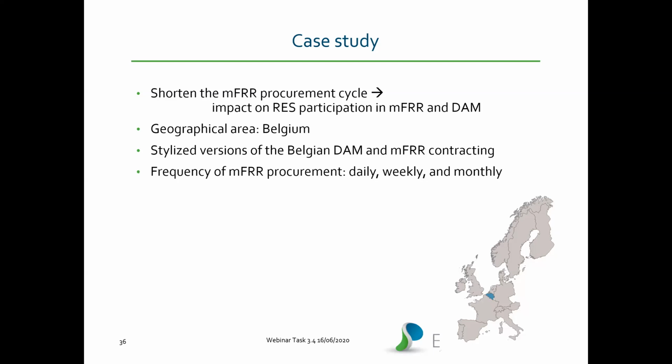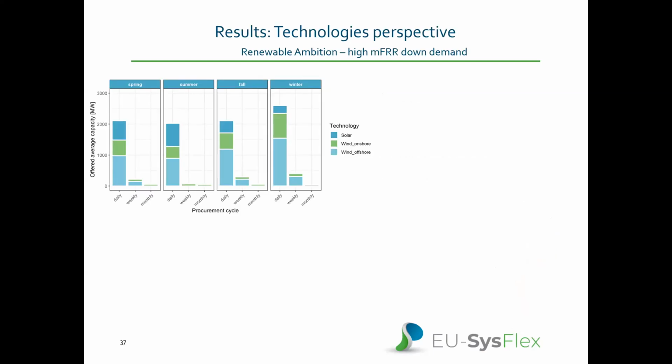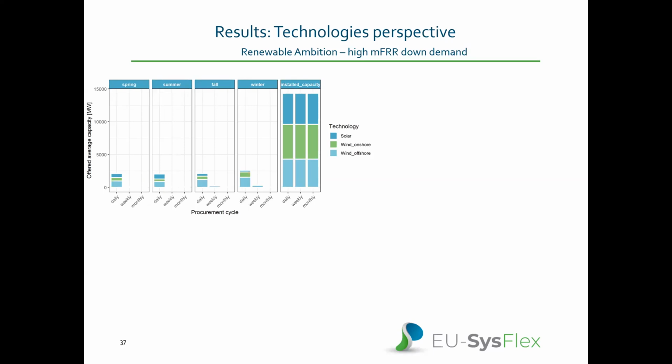Then the next slide shows the results. Here we look at the results from a technologies perspective. More specifically, if we look at the offered average capacity of RES, this is solar and wind, as a function of the frequency of procurement, so daily, weekly, and monthly, we can see that the largest amount of capacity is offered in the daily auction. We can also see that these intermediate solutions, the weekly auctions, only have a limited impact. However, if we compare this market potential to the total installed capacity, we can see that there is still a big difference between the two, meaning that we have to look for further market design improvements to tap more of the technical potential.